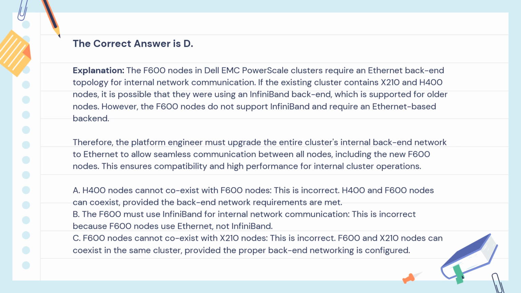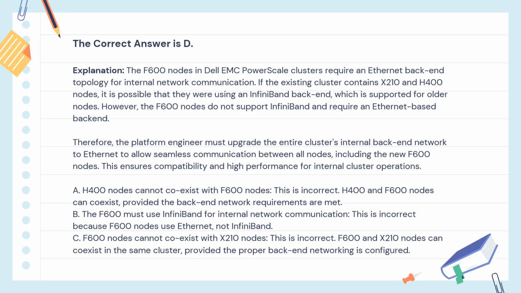Therefore, the platform engineer must upgrade the entire cluster's internal back-end network to Ethernet to allow seamless communication between all nodes, including the new F600 nodes. This ensures compatibility and high performance for internal cluster operations.